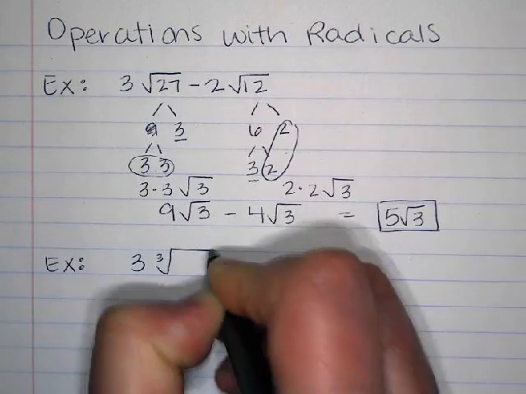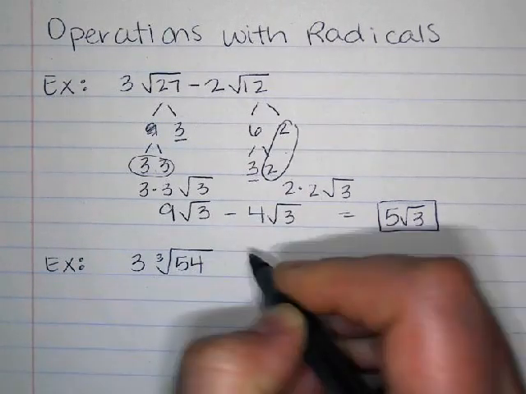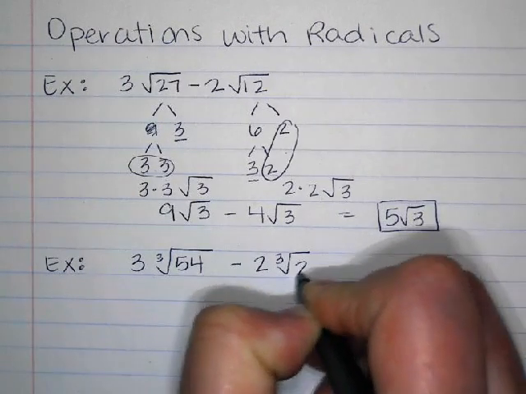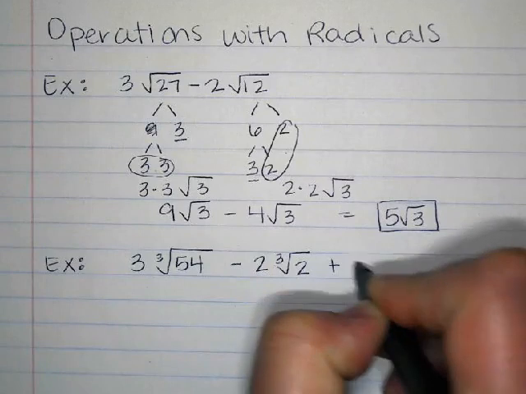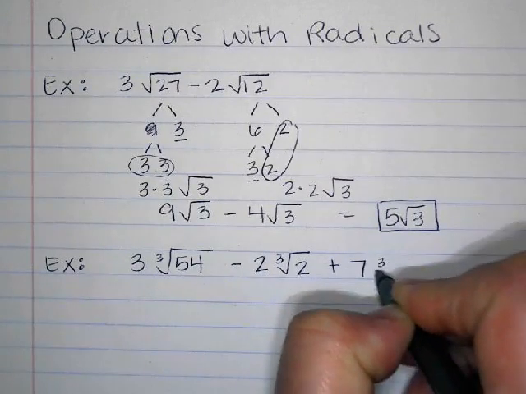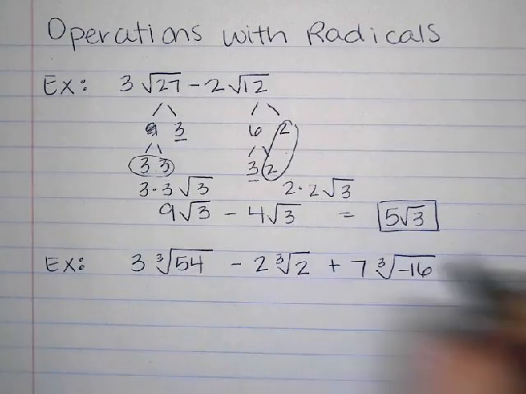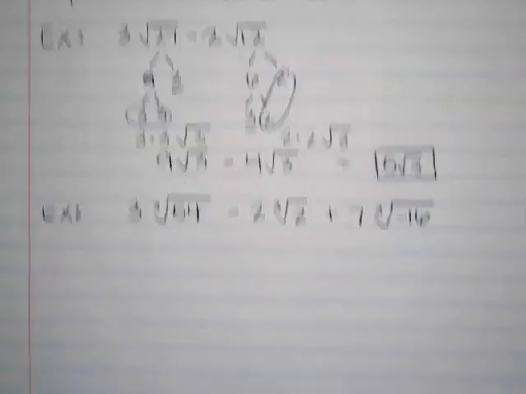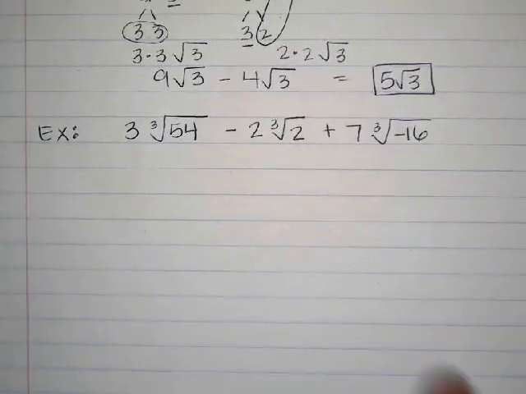3 times the cube root of 54 minus 2 times the cube root of 2 plus 7 times the cube root of negative 16. Ha-ha. I know, it got crazy out of nowhere. It's like, I think you can handle it or something. It's like, I believe in you. You're welcome. Whew. Okay, 54.